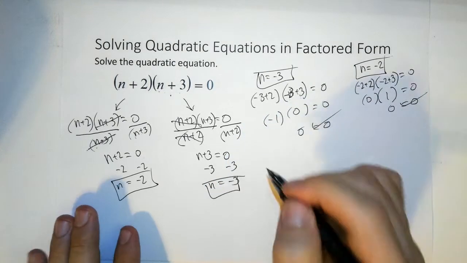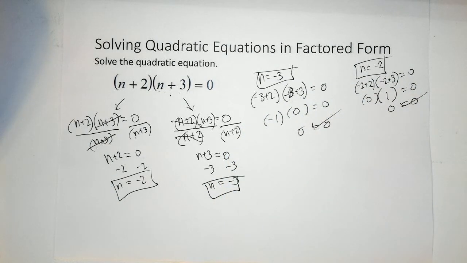I think I say that because I'm Italian. n is equal to -3.